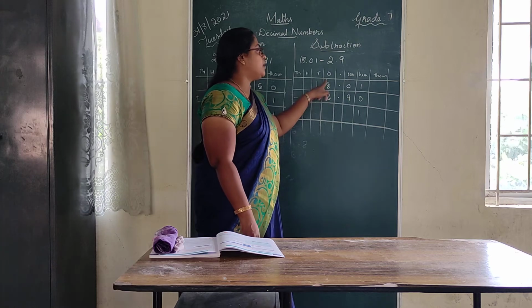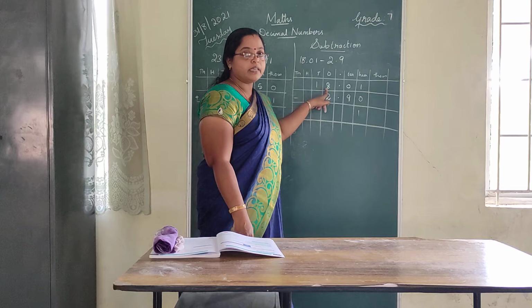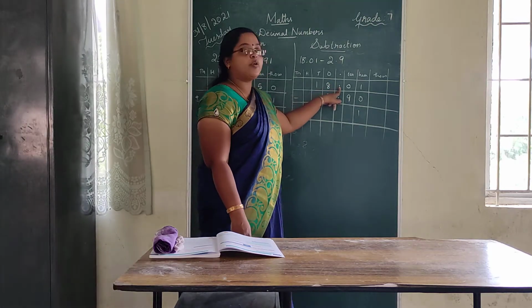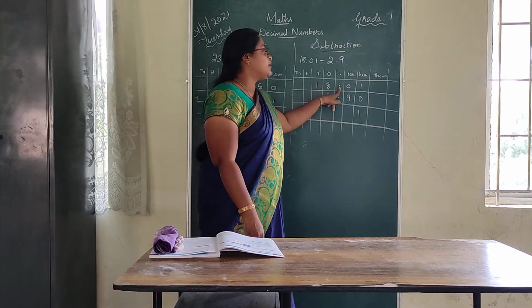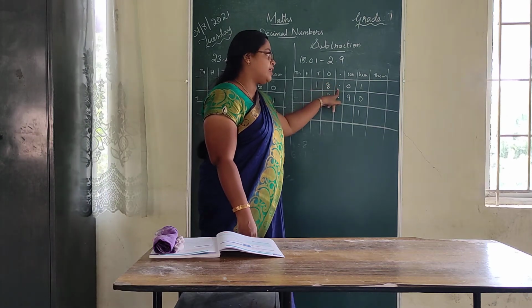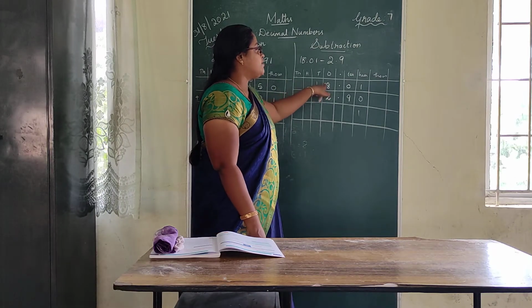So here, left of the 0, what will come in here? 8. But here in between the point is there. How can we borrow this number? You have a confusion, is it? But don't worry, if we have a point also, we can borrow from there. Okay, so from the 8 we are borrowing.